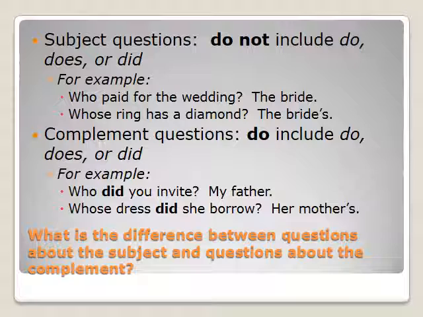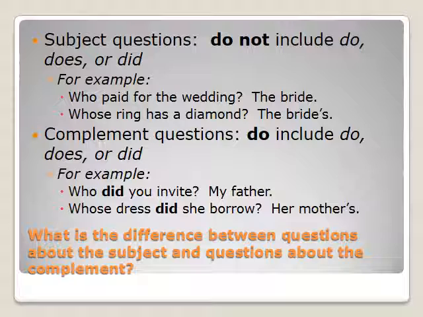So for example, we say, who paid for the wedding? The bride, not who did pay for the wedding. Or whose ring has a diamond? And the answer is the bride's ring, not whose ring does have a diamond. Okay? Because we're asking about the subject, when we make a question, we only have the question word. We don't have a separate space for the subject.